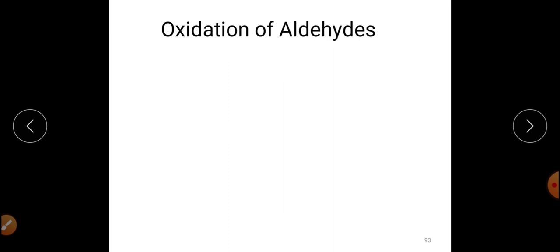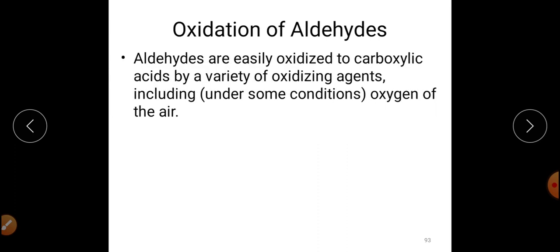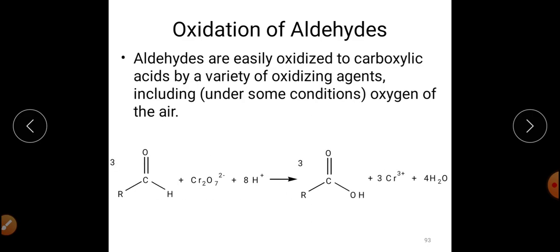So far we have discussed the reduction reactions of aldehydes and ketones. Now we will discuss the oxidation reactions of aldehydes and ketones. When we are talking about oxidation reactions, first of all we should know that aldehydes are more reactive in comparison to ketones, and they can be easily oxidized by using different types of oxidizing agents under different kinds of conditions.